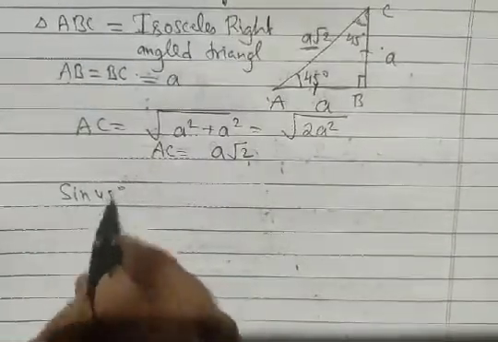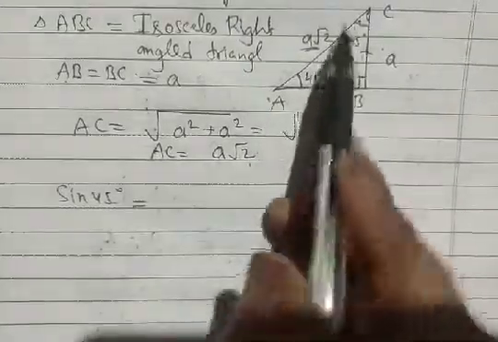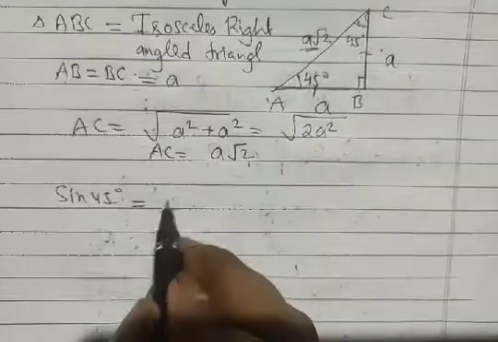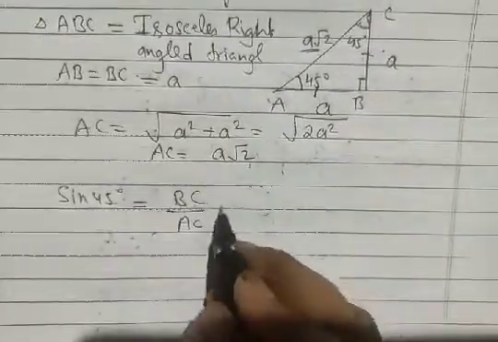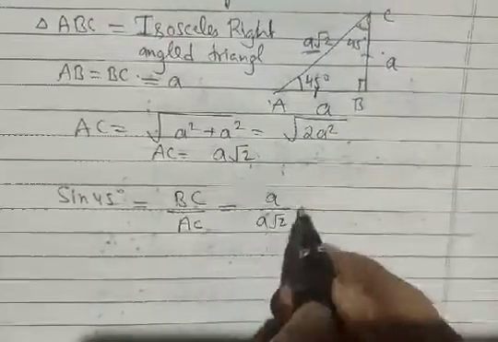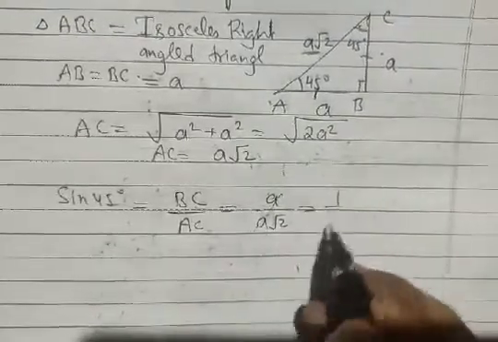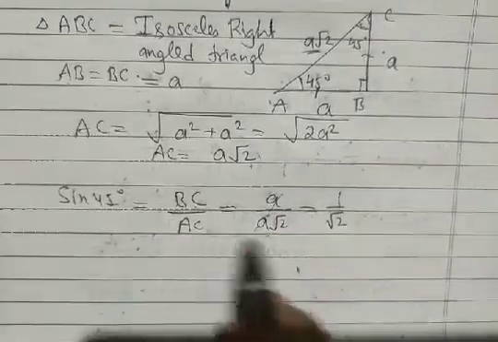Start with sine 45 degrees. What is sine by definition? It's perpendicular to the hypotenuse. Our perpendicular is BC, and our hypotenuse is AC. The value of BC is A, and the value of AC is A root 2. Then we get 1 upon root 2. So the value of sine 45 is 1 by root 2.